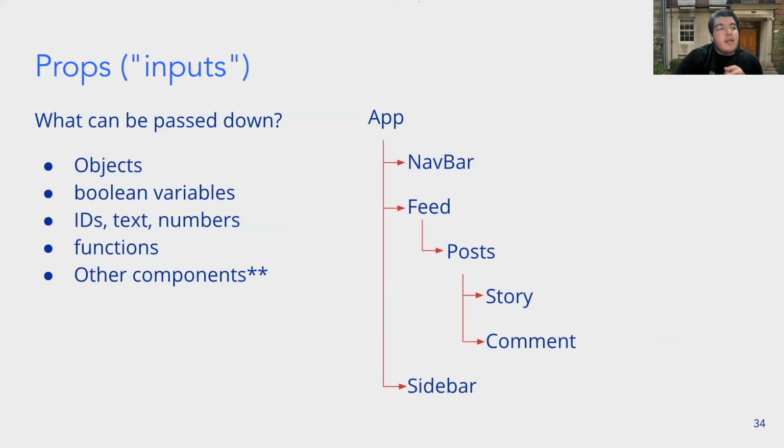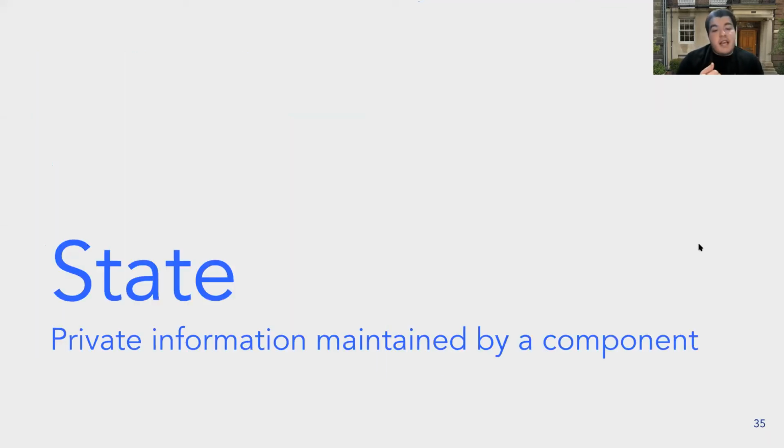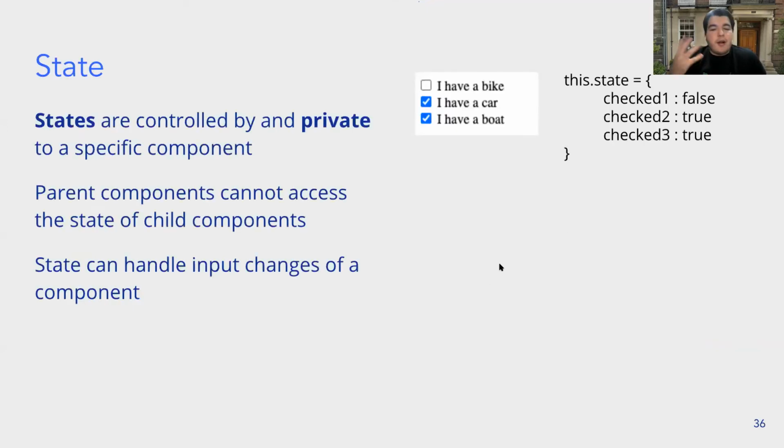And then the next big word that we're going to introduce is state. This is going to be the last one for today, the third big term for today: state. State is a little bit different from props, but it's another way of handling information. State is private information that is maintained and updated by a singular component. So it's pretty much private and it's specific to one component.